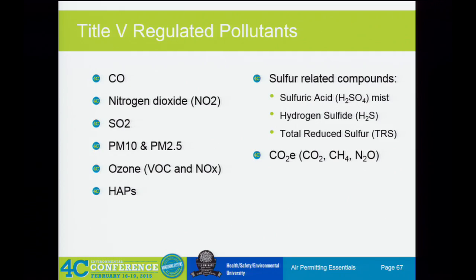And the Title V regulated pollutant list is slightly different than the criteria pollutant list of the construction permits. We have a few other pollutants that are regulated under Title V. So we still got that CO, the NO2, the SO2, PM10 and 2.5, ozone and HAPs. Those are all your criteria pollutants. But it also includes sulfur-related compounds such as sulfuric acid and hydrogen sulfide and our greenhouse gases.